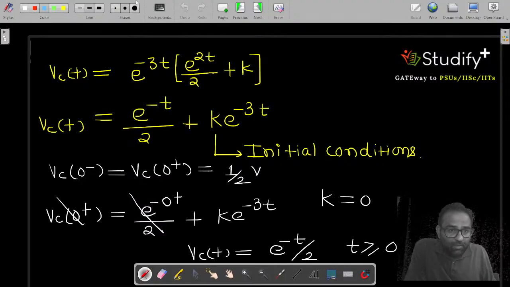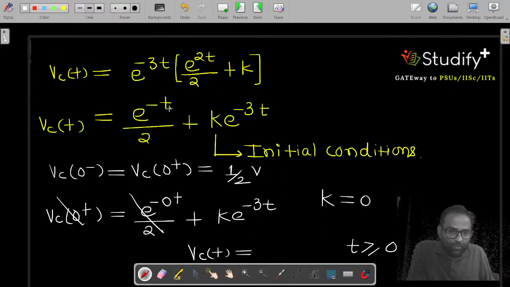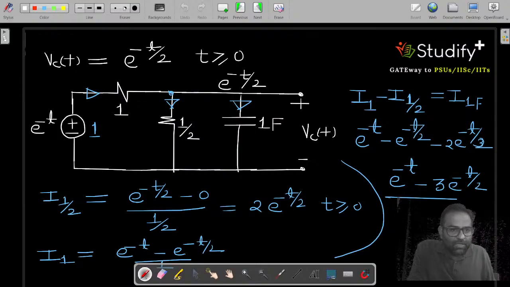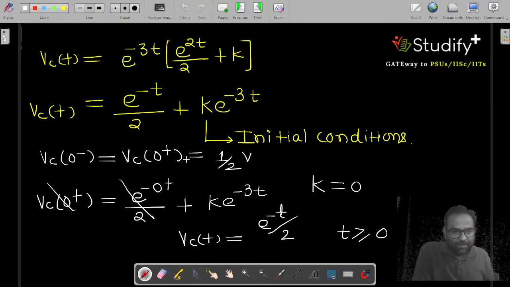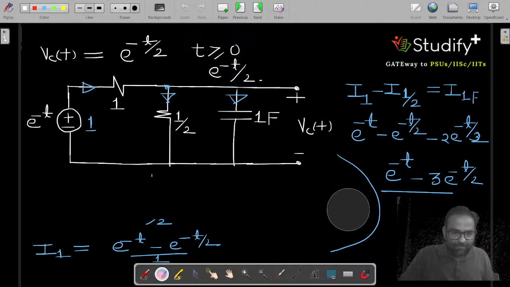Okay, we made one mistake here. This value is e to the power minus t by 2, not e to the power minus t. e to the power minus t divided by 2 is the correct value. So we need to modify this calculation here also. We have the correct solution, but by mistake we have taken it as e to the power minus t by 2. And if this is the condition, let me write it.